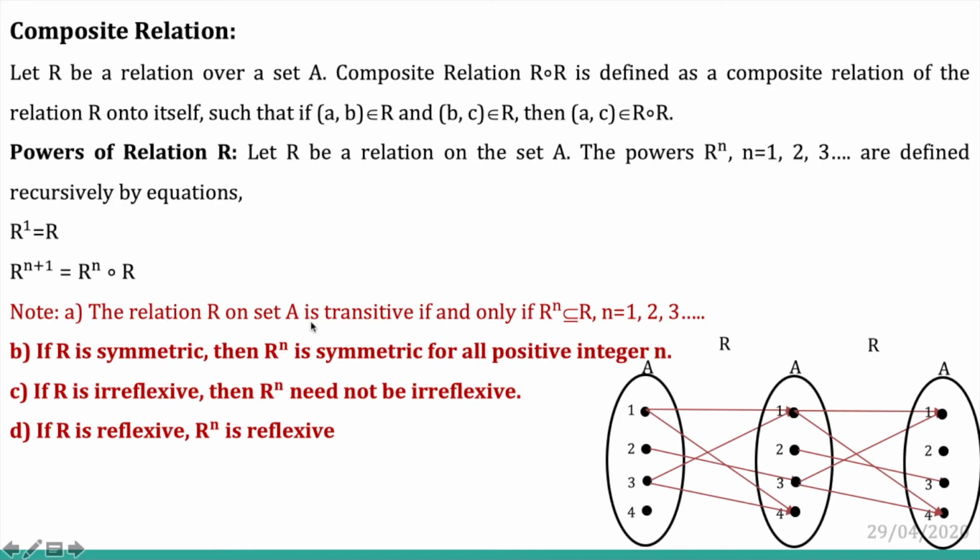Relation R defined over a set A is transitive if and only if the nth power of R is a subset of R for n equal to 1 onwards. If R is irreflexive, then the nth power of R may not be irreflexive. But if R is reflexive, then the nth power of R is reflexive for all positive integers n. Similarly, if R is symmetric, then the nth power of R is also symmetric for all positive integers n.